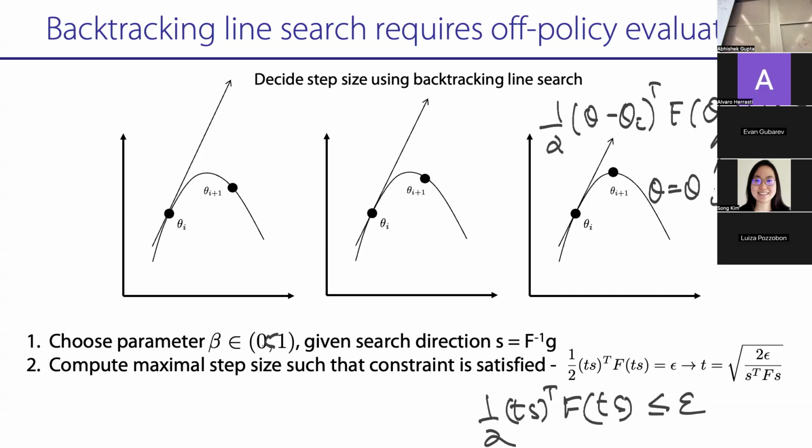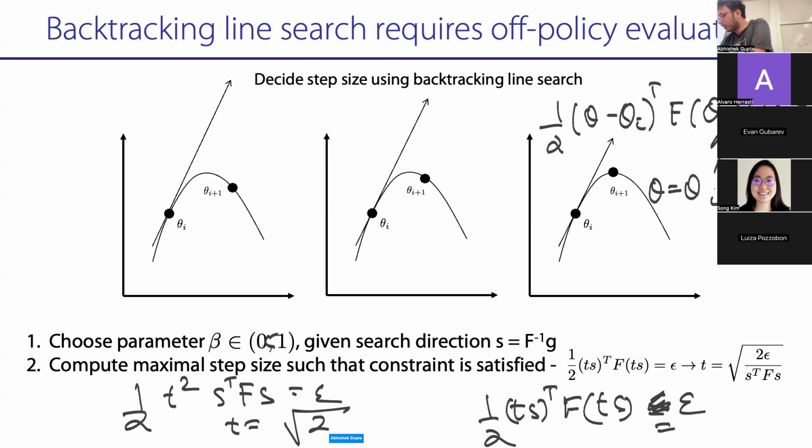To find the maximum step size, we're just going to set this to an equality and solve for t. You can show that this is half t squared S transpose F S equal to epsilon. Moving things to the other side, t is equal to the square root of 2 epsilon over S transpose F S. That's the maximum step size you're going to start with.